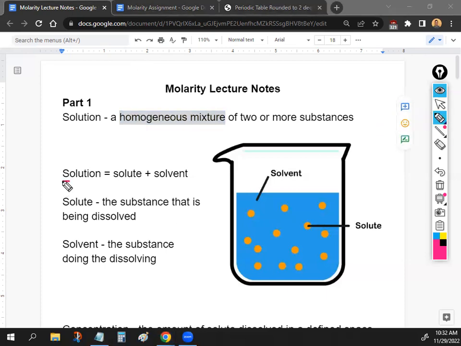All right, now solutions are made out of two things that we need to distinguish. So make sure you write this part down. Solutions are made out of solutes and solvents. You don't need to write the entire definition down, but just make sure you write this part down right here. Solutions are made out of two things called solutes and solvents. We'll talk about what those two things are, but just keep that in mind.